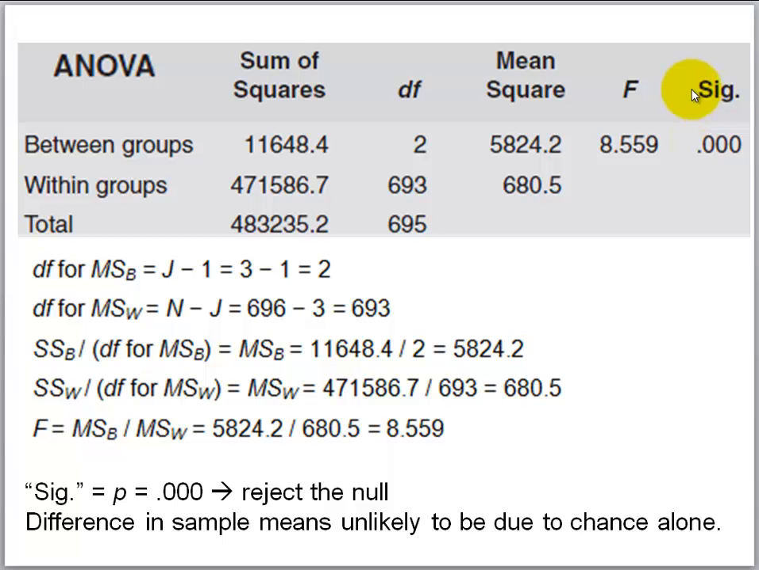SPSS uses the term SIG to stand for p, that is the probability associated with the test, and the probability that it yields is 0.000. Let's go ahead and presume that we were using the 0.01 level. I'm not sure that we actually specified that, but the probability associated with the test is less than our selected significance level. Therefore, we reject the null. And indeed, in this situation, the difference between the sample means is highly unlikely to be due to chance alone.